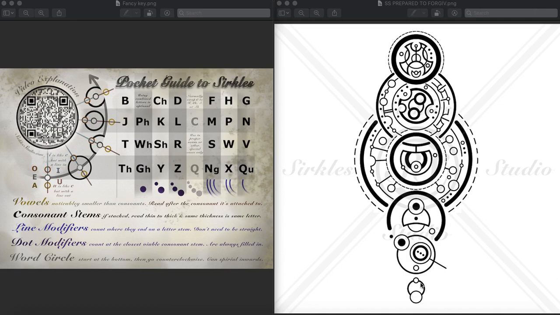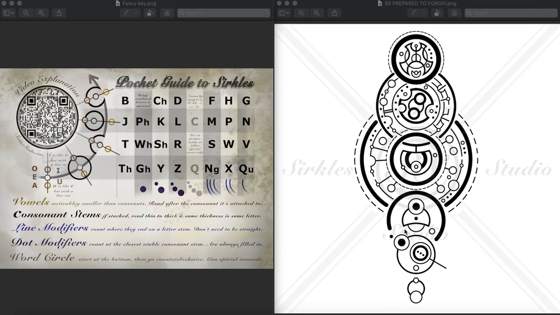So this is our very first word, and the very first letter is the one at the very bottom of it. So this first letter is a circle on the line of the word circle. And there are no modifiers, so that's a TH. And then we have a little circle, so that's a vowel, and it's on the line, so it's an E. So this is our first word, and it's the word the.